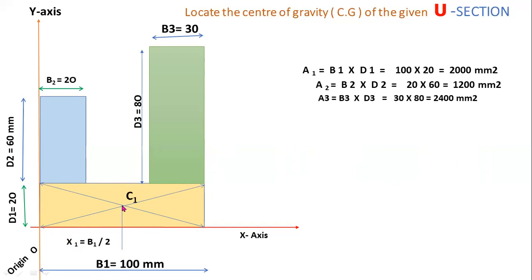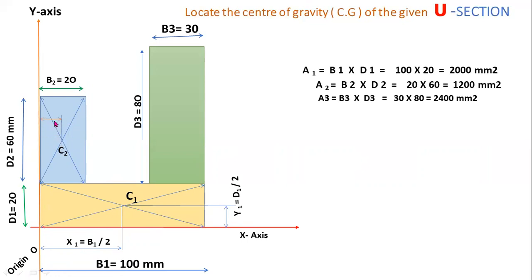X1 is the distance of centroid C1 from y-axis. X1 equal to B1 by 2, base by 2. In similar way, Y1 equal to half of the depth, Y1 equal to D1 by 2. Now I am drawing the diagonals for this second section. Here C2 is the centroid of this second rectangle.